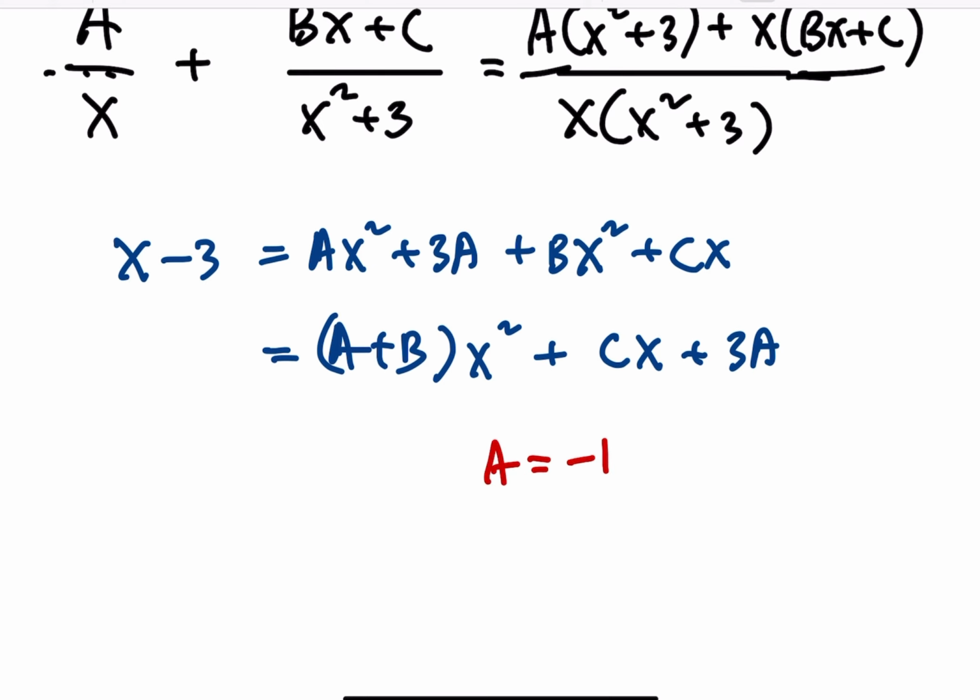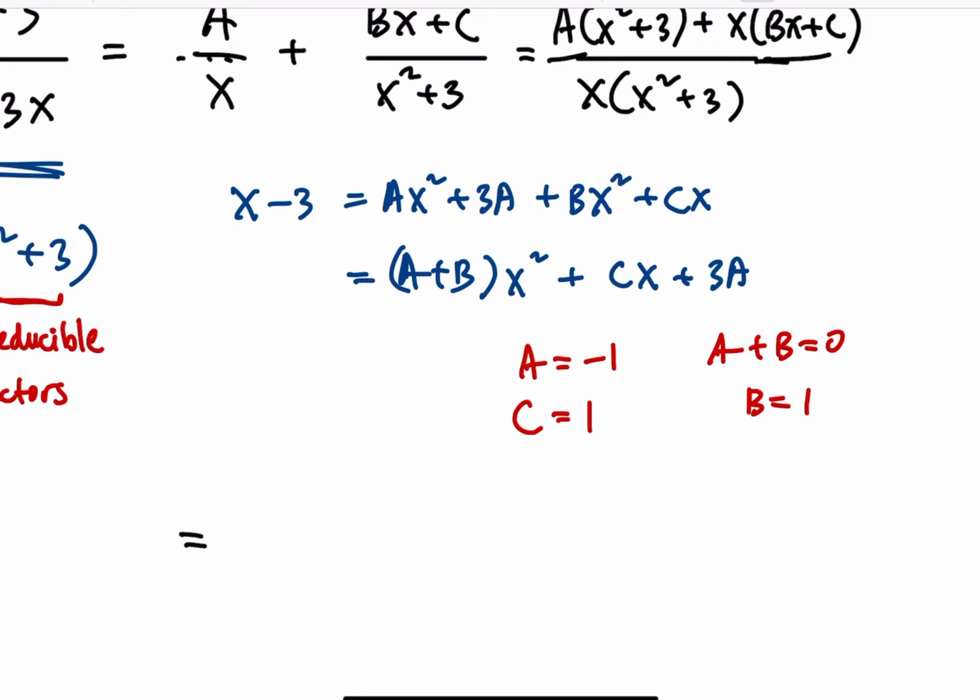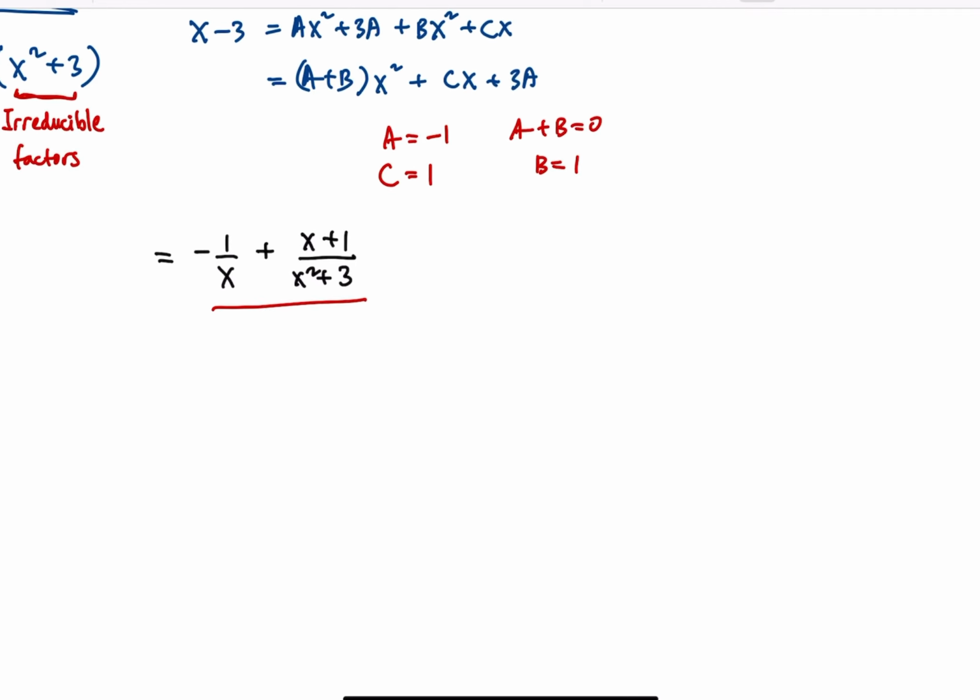A is -1. C is 1. So a plus b is 0. So b is 1. So we have -1 over x plus 1. This is x squared plus 3. That's the answer.